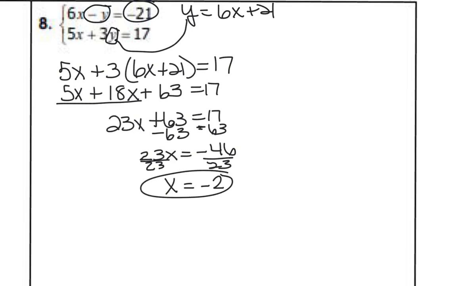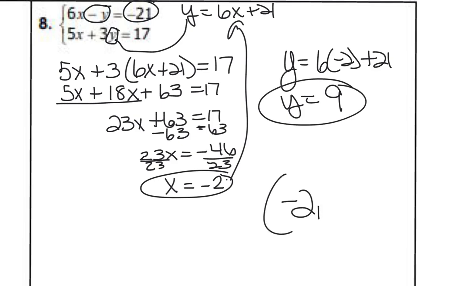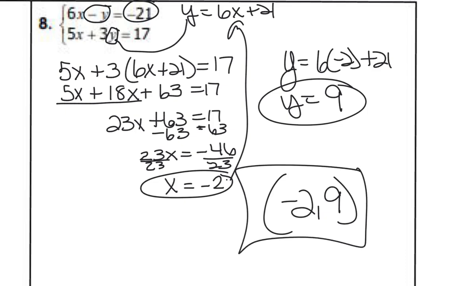So now I can take the negative 2 and plug it in here. So y equals 6 times negative 2 plus 21. So negative 12 plus 21 is 9. So my solution is the ordered pair negative 2, 9.